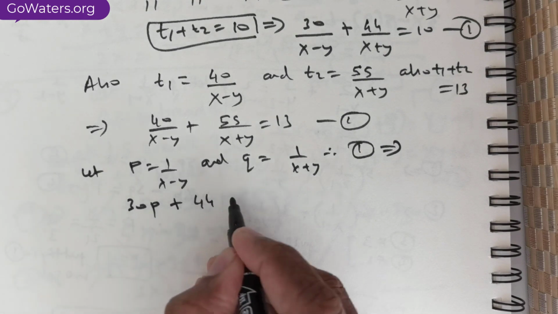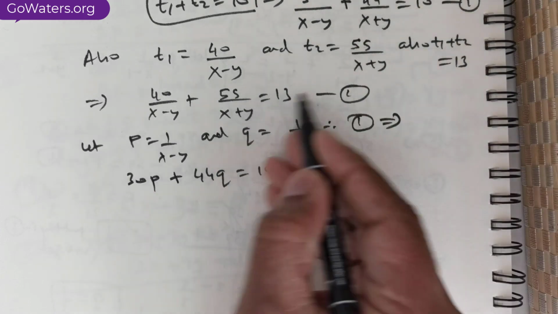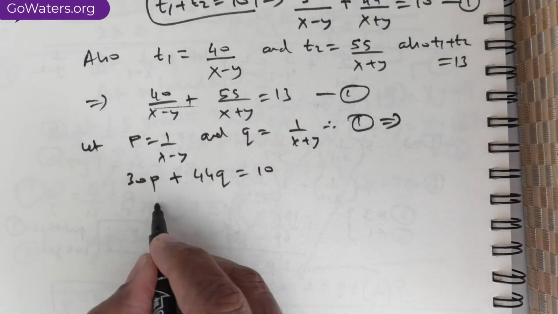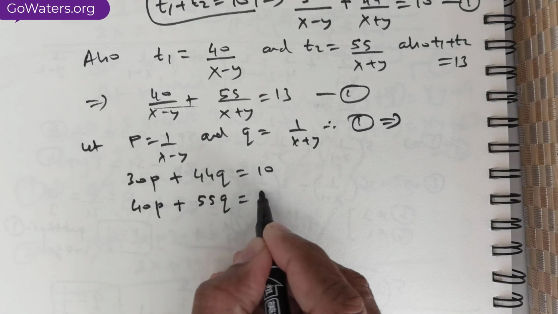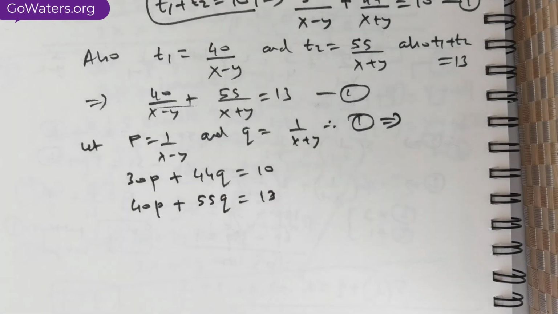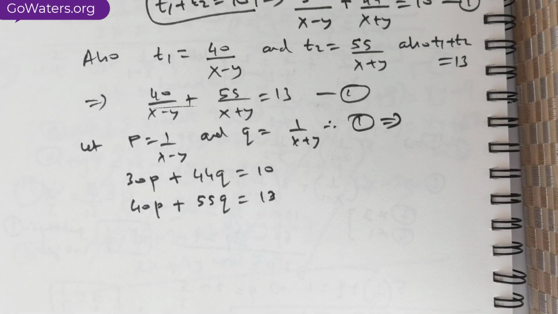So this is going to be 44q = 10, and for the second system, this is going to be 40p + 55q = 30. You can use cross product or whatever method you want. I think in this case it is better to use cross product because we got huge numbers. Whenever we got huge numbers, cross product is better.